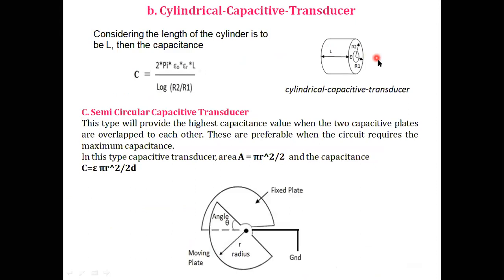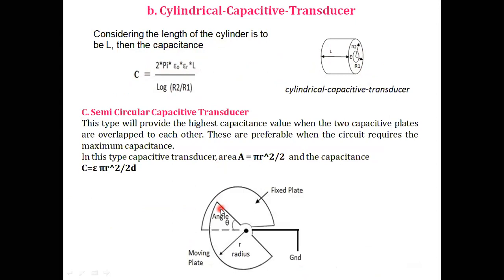Here another type is the cylindrical capacitor transducer. Consider the length of the cylinder is capital L, its permittivity is epsilon, and the radii are R1 and R2. The capacitance formula is given by 2 pi epsilon naught epsilon r L divided by log of R2 by R1. This is the formula for the cylindrical type of capacitor transducer.